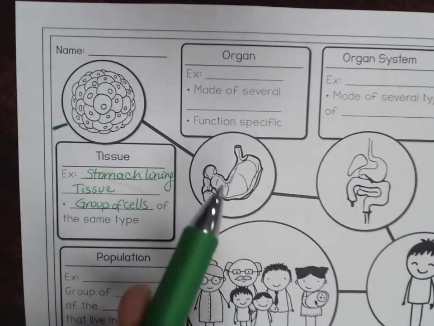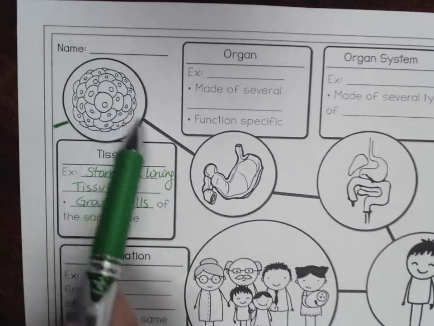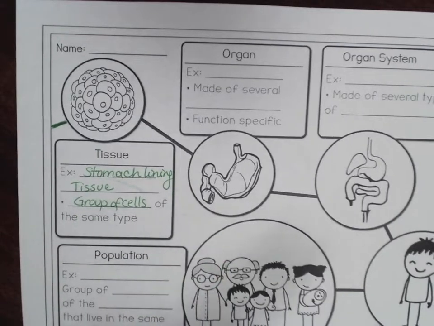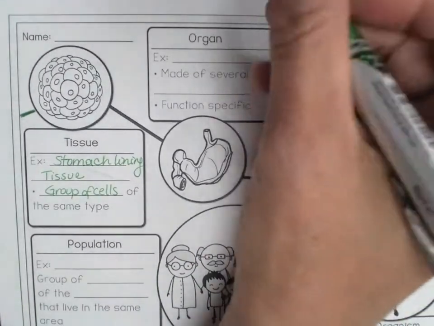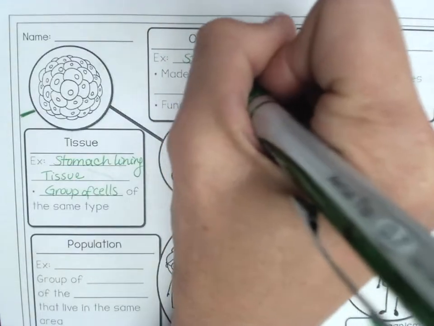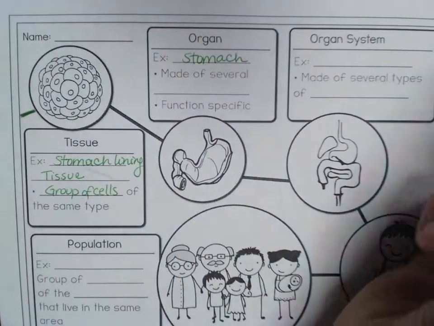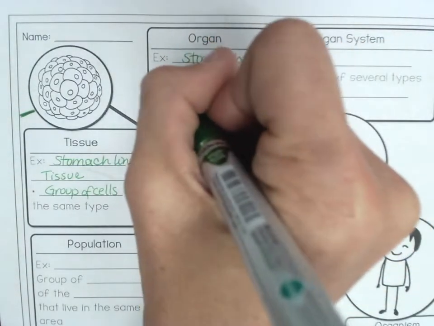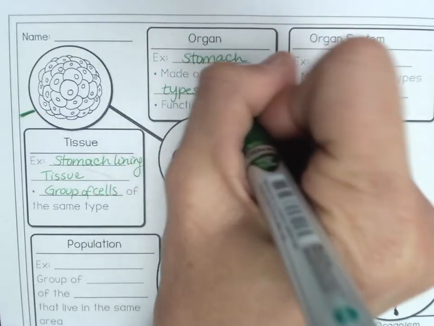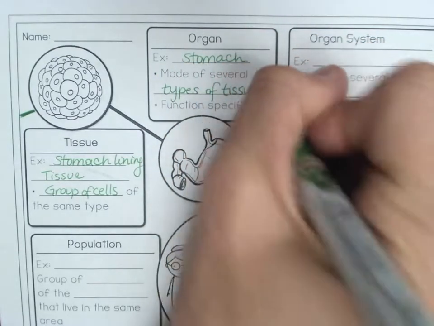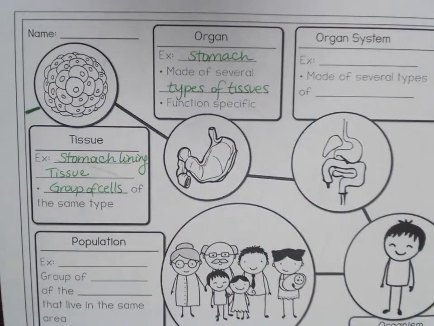Now, if you take a bunch of tissues, it builds an organ. An organ example would be the stomach. It's made of several types of tissues, and they function in a specific way. The stomach has a specific job. The stomach doesn't do the brain's job. The brain doesn't do the liver's job. They all have their own job.